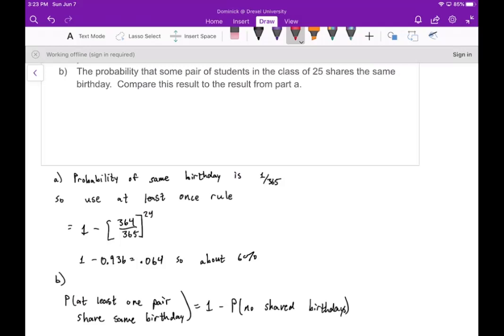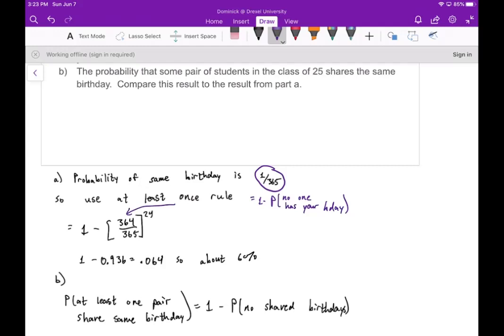But the probability of you having the same birthday as somebody is 1 out of 365, right? So we're going to use the at least once rule. So of course, the at least once rule says that if you want the probability of at least one student sharing your birthday, you do 1 minus the probability that no one has your birthday. And since this is the same for each student and you have independent events here, we could take the probability that one student has a different birthday and raise that to the 24th power.